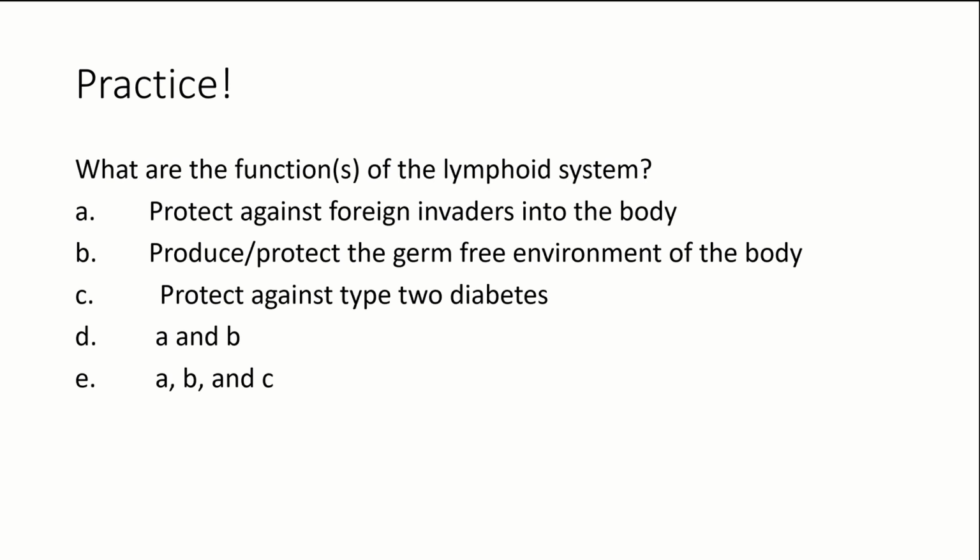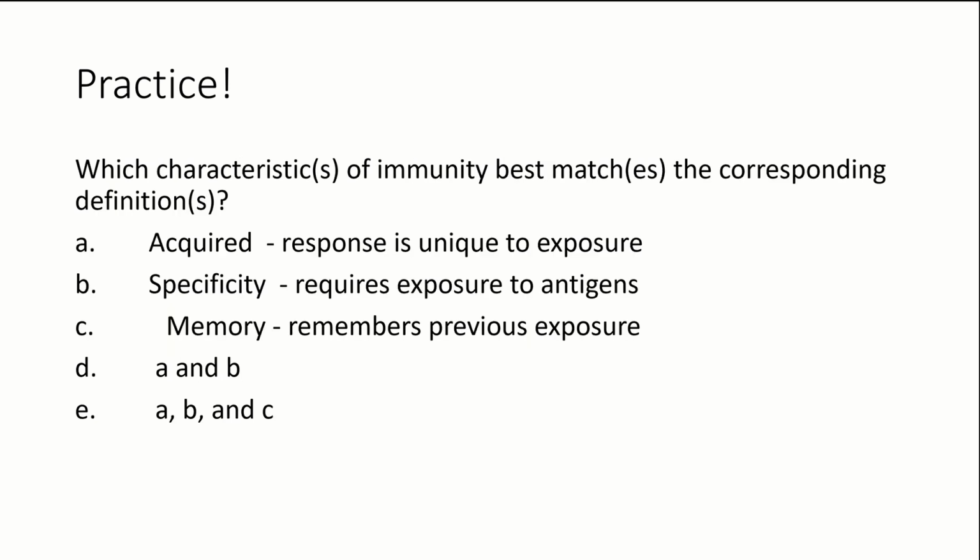And then protect against type 2 diabetes. No, your immune system does not protect you against type 2 diabetes. Type 1 diabetes is actually a result of an overreaction of your immune system, of your lymphoid system. But it definitely doesn't protect you against any type of diabetes, and it's just not related, so it would just be D.